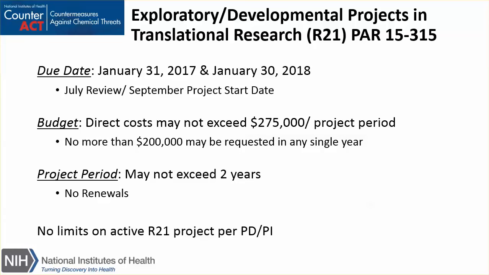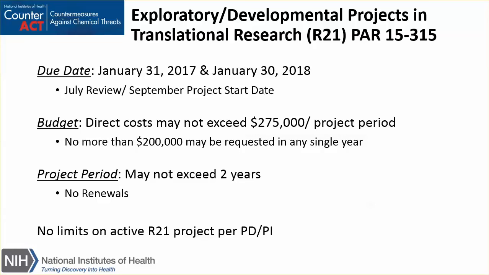Applications in response to the CounterACT R21 solicitation are only accepted once a year. The submission deadline is at the end of January. Proposals are reviewed the following July with an anticipated project start date in September. It is important to note that R21 projects can only be supported for 2 years and cannot be renewed.